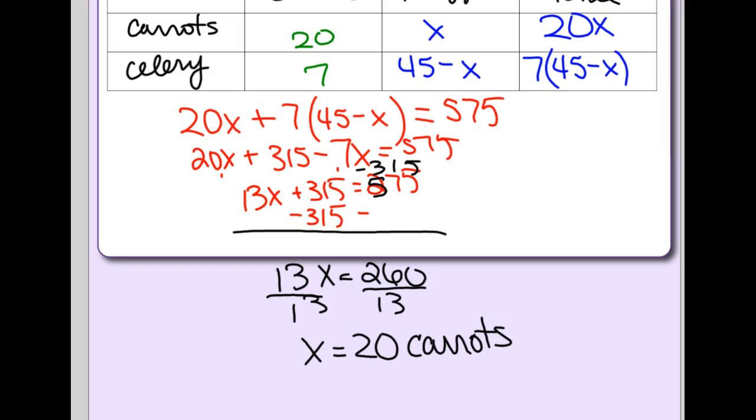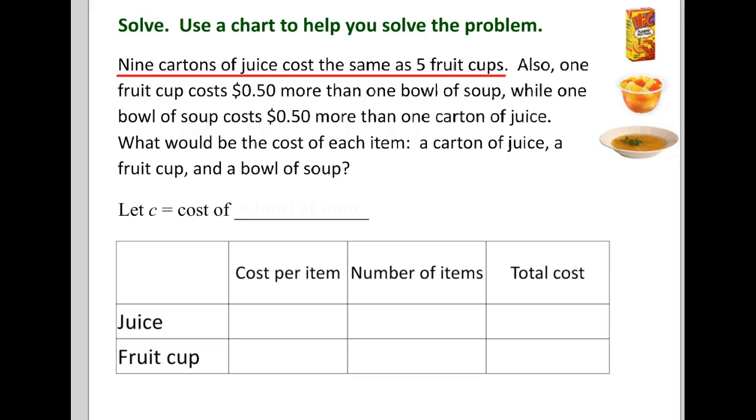All right, now, let's go back to the beginning. Let's go back to that very first problem. Now, when I look at this very first problem, here's what we know. 9 cartons of juice cost the same as 5 fruit cups. Okay, that's an important sentence. Mrs. Burton even underlined that in red. Do you remember a real important word from chapter 2 that helps us when we're writing equations? That's right, that word same. What does same mean? Yeah, we're going to have to know that in just a minute when we go to write our equation. So let's look.